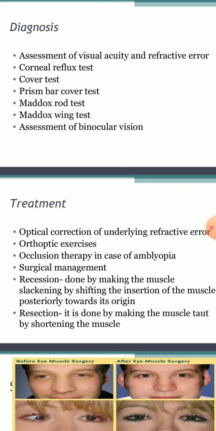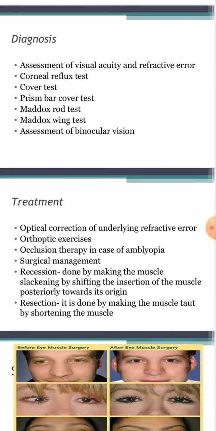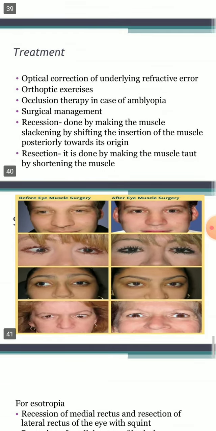Diagnosis: assessment of visual acuity and refractive error, corneal reflex test, cover test, prism bar cover test, Maddox rod test, Maddox wing test, assessment of binocular vision. Treatment: optical correction of underlying refractive error, orthoptic exercise, occlusion therapy in case of amblyopia, surgical management. Recession is done by making the muscle slack by shifting the insertion of the muscle posteriorly towards its origin. Resection is done by making the muscle taut by shortening the muscle.